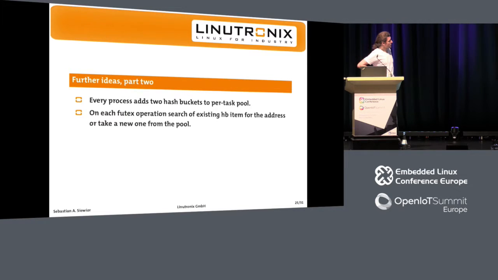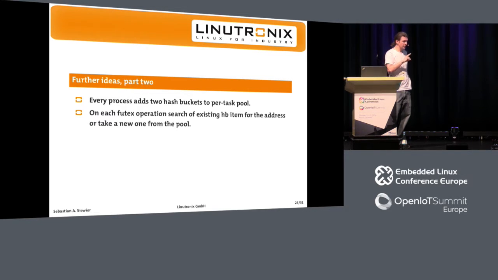Okay, so we came along with idea 2, which was, I have to say, a weak moment of myself. The idea was each thread is usually in user space or in the kernel, but it's nowhere in between. And requeue is the only function that requires two hash buckets. So the idea was that each process on fork comes along with two hash buckets and puts them in a global pool. And each time we get in the kernel on the lock operation, we go to the pool and take something out and use it for this operation. And once we're done, we get it back to the pool.